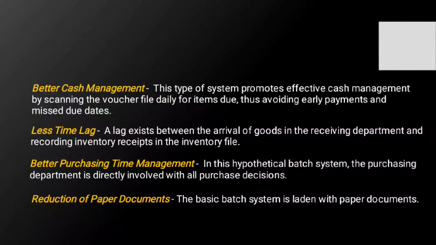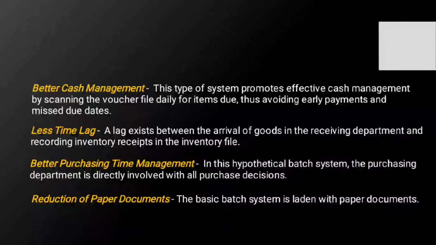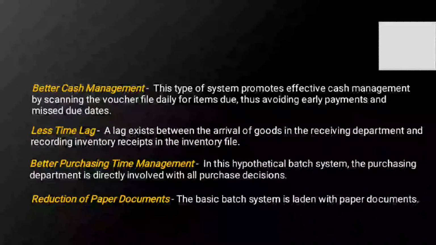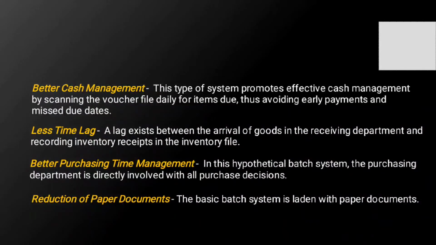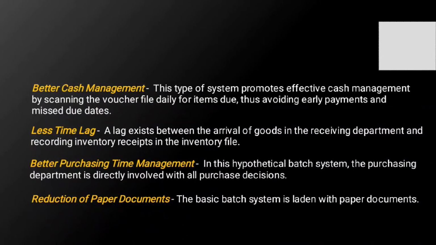Less time lag. A lag exists between the arrival of goods in the receiving department and recording inventory received in the inventory file. So, in the automated system, there is less time lag, because the lag may affect sales negatively. If there is lag time, the clerks will not know the current status of the inventory, and a sale may possibly be lost.